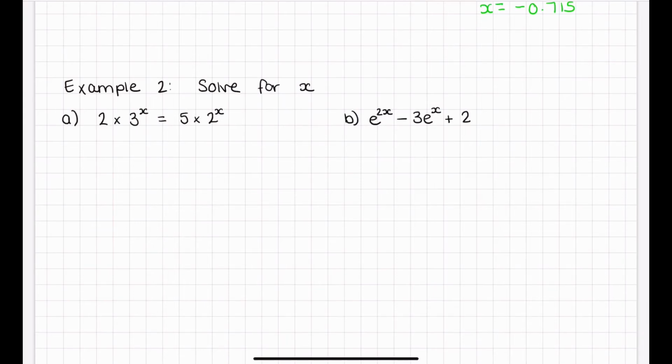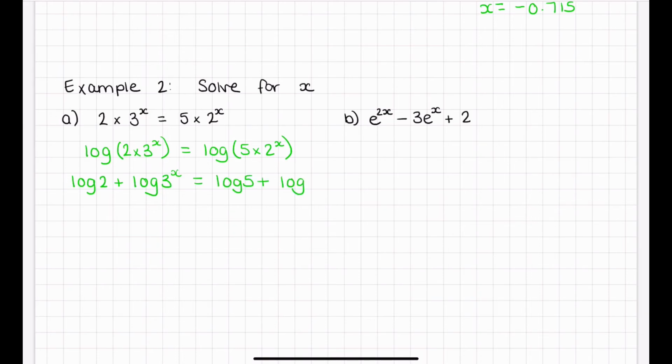Next one, solve for x. We've got 2 times 3 to the power of x equals 5 times 2 to the power of x. What we're going to do first here is the same thing. Take the log of both sides, ln, log, whichever you like. So we have log of 2 times 3^x equals the log of 5 times 2^x. Now because inside the brackets they're multiplied, we can undo that first law we looked at at the start of this video. So we'll have log 2 plus log 3^x, just undoing the steps we had previously, equals log 5 plus log 2^x.